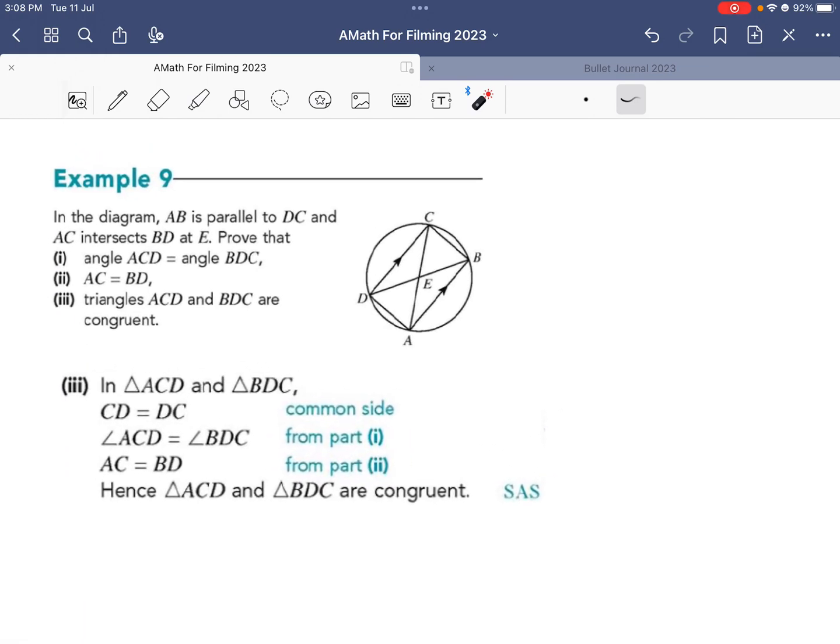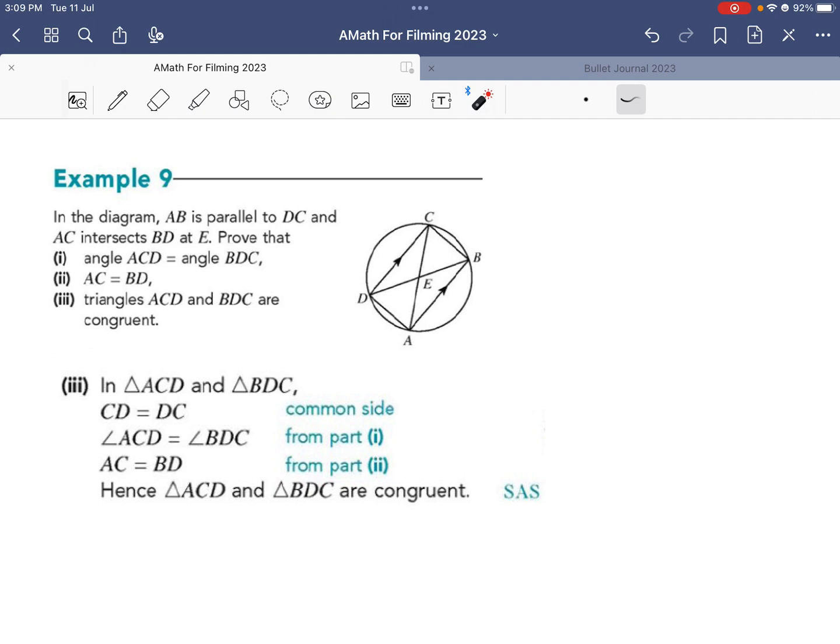Okay, part 3. How do I show that triangle ACD and triangle BDC are congruent? For congruent, in this case, I can say that CD is equal to DC, a common side. Next, angle ACD is equal to angle BDC. This one is from part 1. I've proven this already. I also know from part 2 that AC and BD are equal.